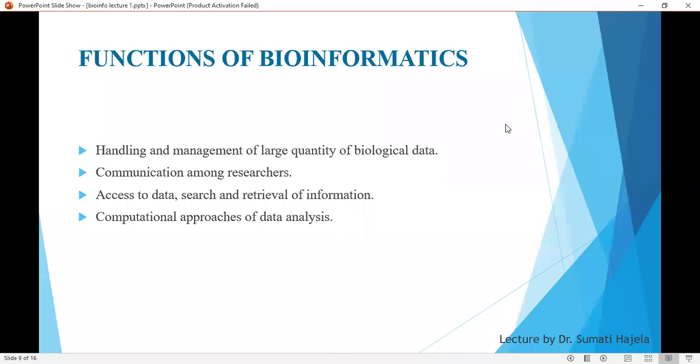Functions of bioinformatics. So whatever are the aims, bioinformatics performs similar functions also. That is handling and management of large quantity of biological data, communication among researchers, access to data, search and retrieval of information, and computational approaches of databases.